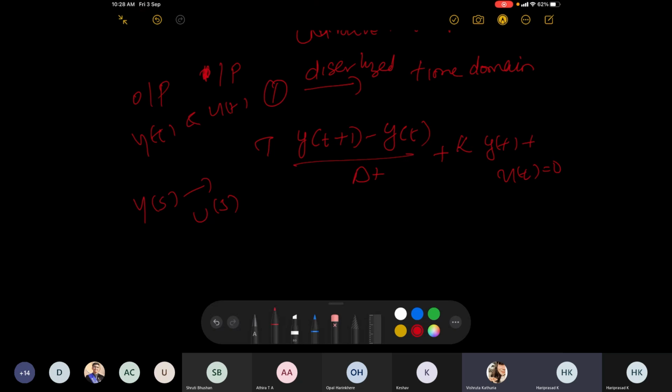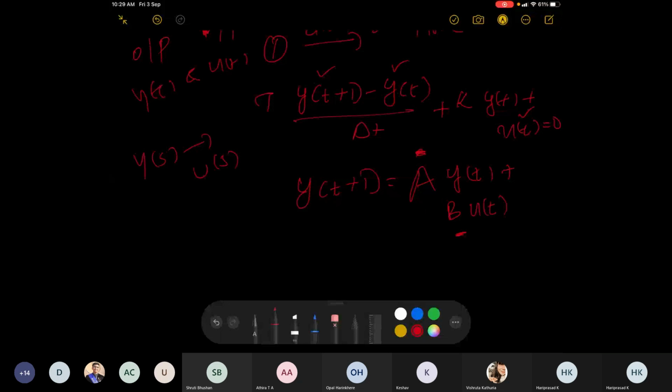Yes, sir. And when you rearrange everything, you have terms of y of t plus 1, terms of y of t, and terms of u of t. So I keep y of t plus 1 on the left hand side, and I couple all the coefficients of y of t and write y of t, and couple all the coefficients of u of t and write u of t. Here a and b are suitable coefficients, which I lump together. Is this clear to all of you? Yes, sir. So what you see here is in discrete time.